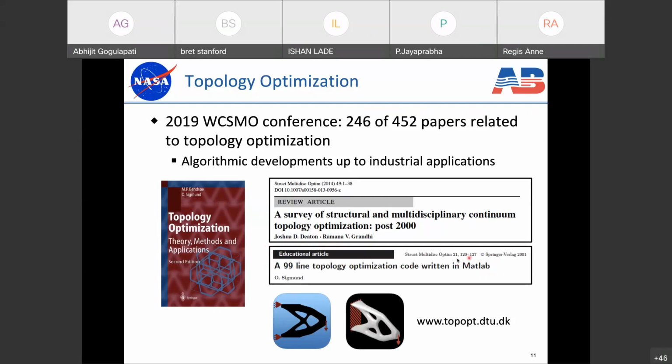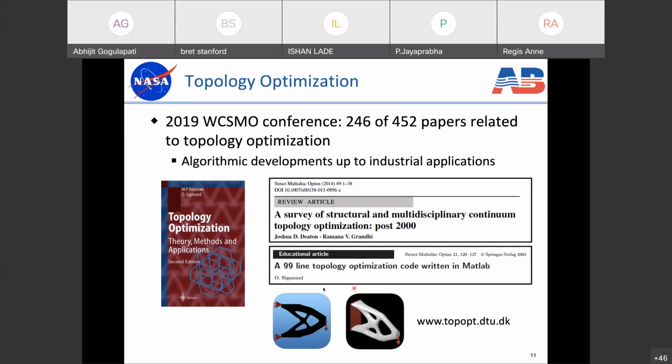This is a classic article that came out first. It's a 99-line topology optimization code written in MATLAB, and so the paper includes the source code. And then there's been maybe, I would say, 30 or 40 different papers written since then by various research groups that are also focused around MATLAB and then target various areas of topology optimization. So articles like this are really useful.